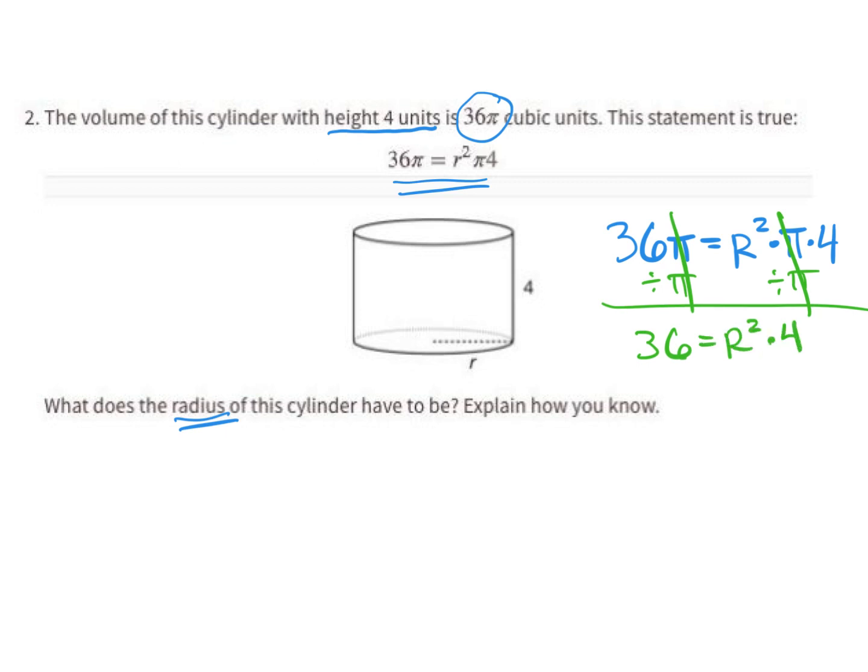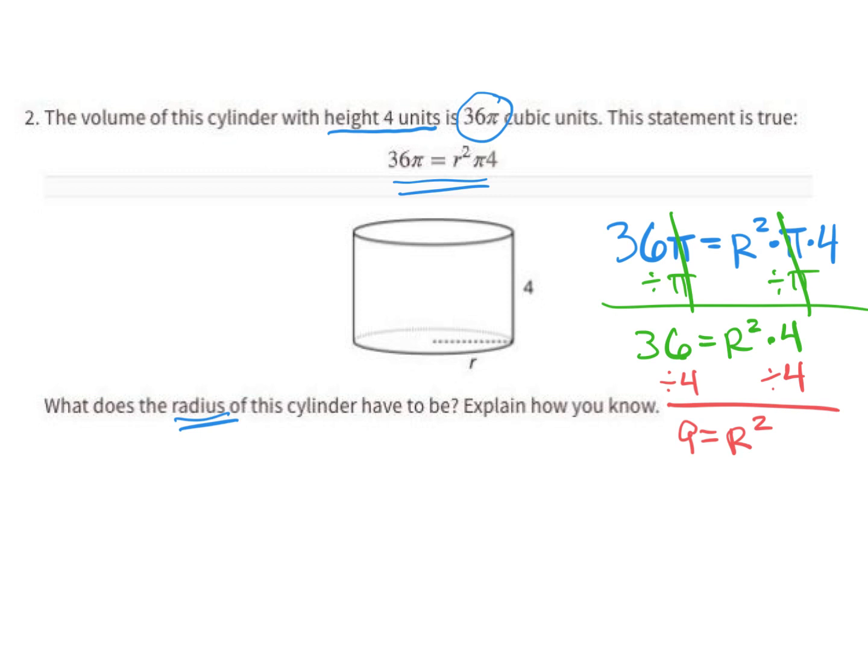Now, right now, I'm trying to get r squared by itself. So I'm going to divide. So notice how it's multiplied by 4. I'm going to divide by 4 on both sides. Grab a calculator. Let's do 36 divided by 4. Oh, that's 9. And 9 is going to equal r squared.